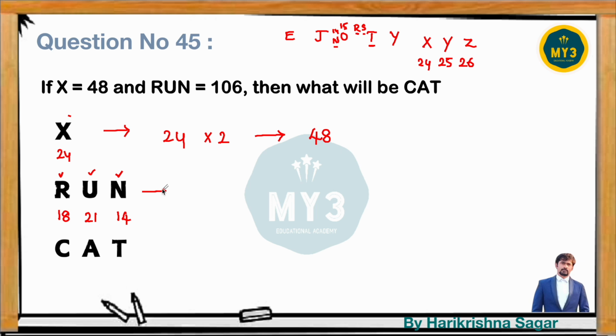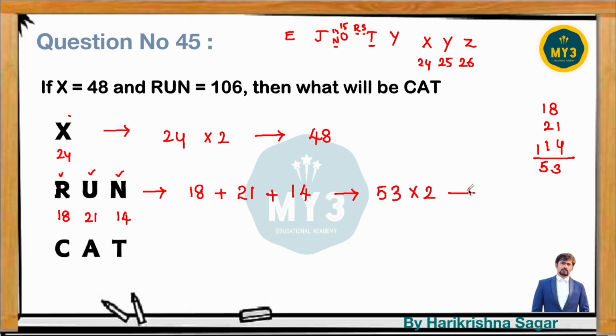So let's observe what is the addition of the position of these alphabets. 18 plus 21 plus 14. When I add up these numbers, I am getting a result which is equal to 53. But they have taken it as 106. Why 53 is 106? They have just doubled it, 53 into 2, which is equal to 106.